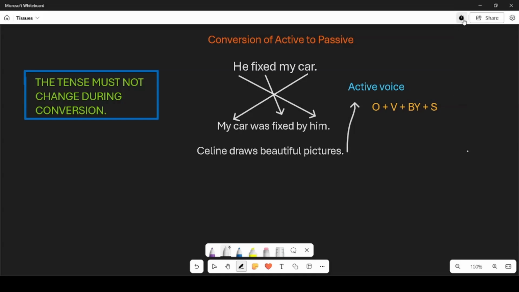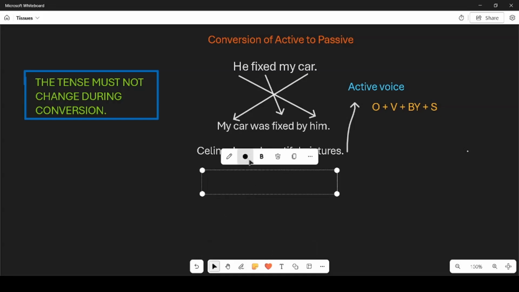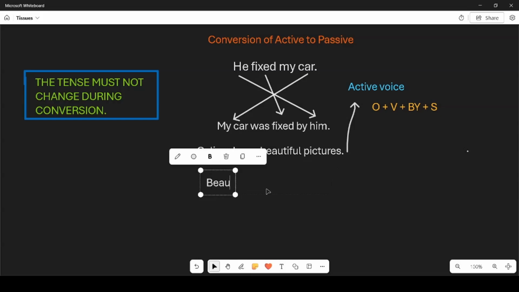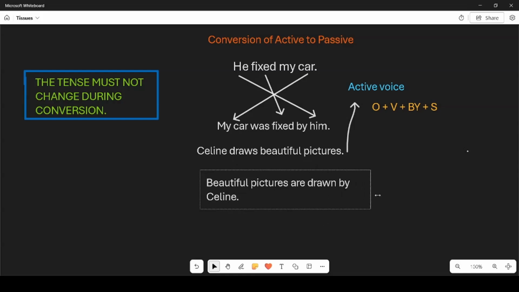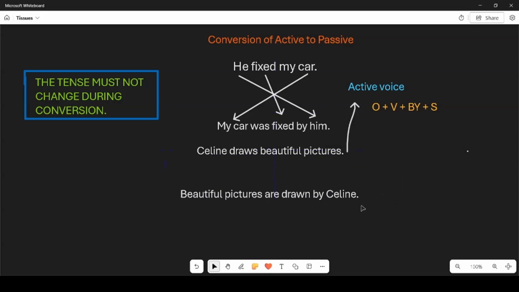So how do we convert that into passive voice? It's pretty simple. We have to replace everything. So what would be the answer? Beautiful pictures are drawn by Celine. Beautiful pictures are drawn by Celine. So what have we done here? We have made beautiful pictures the subject.